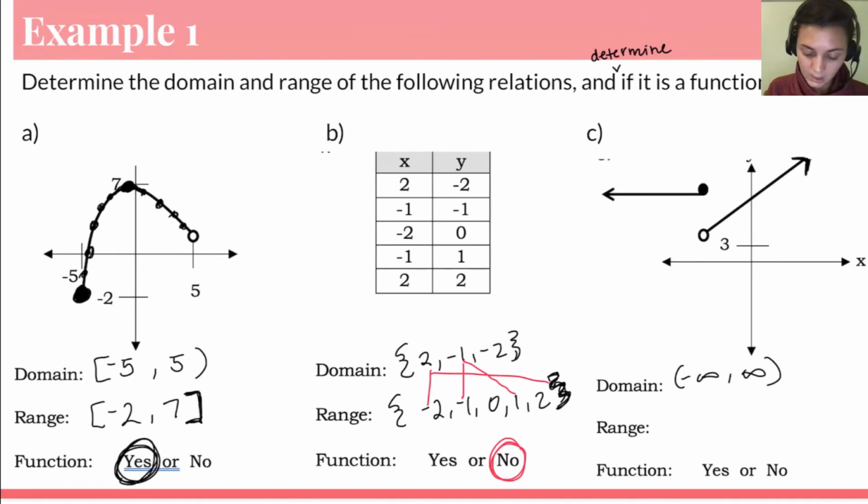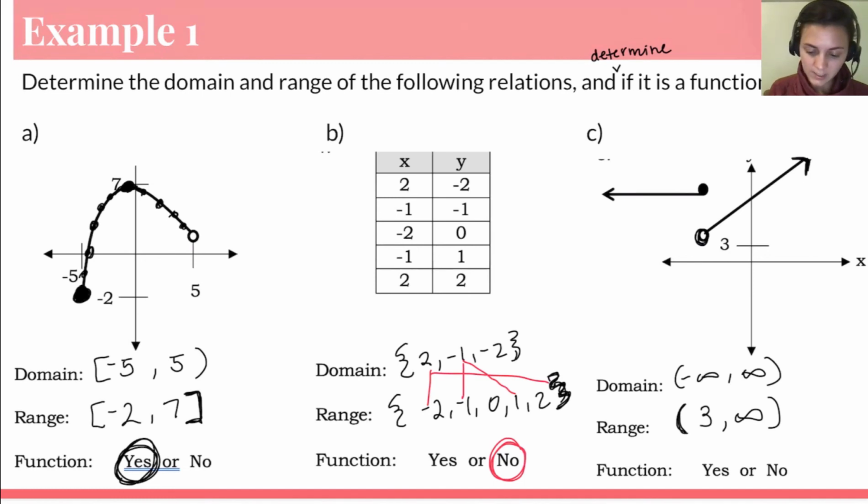And then the range, the smallest y value is down here, and we'll say that is at 3. I'm going to use a parenthesis because it's an open circle. And then the arrow keeps going up, so the y values keep going to infinity.